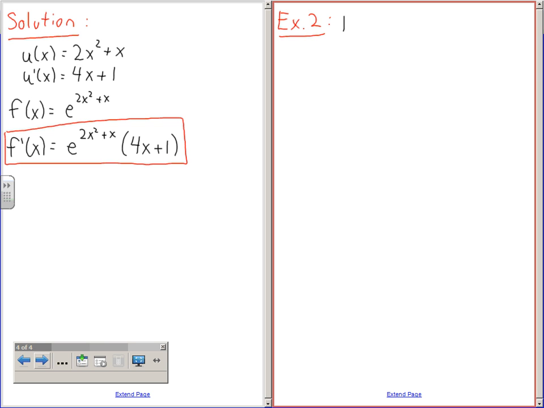If f of x equals 4 to the 3x, oh, let's go crazy, sine x, what is f prime of x?